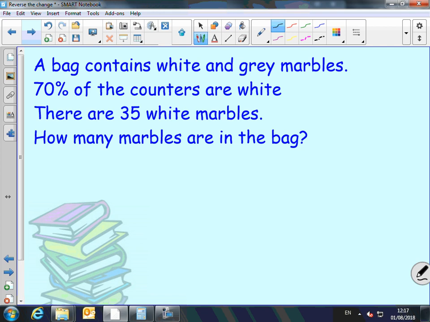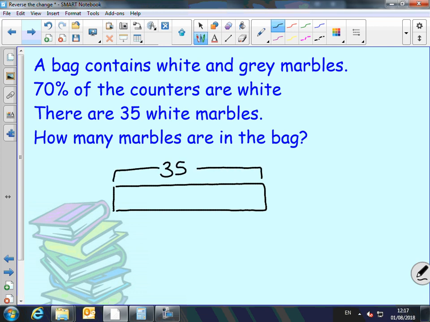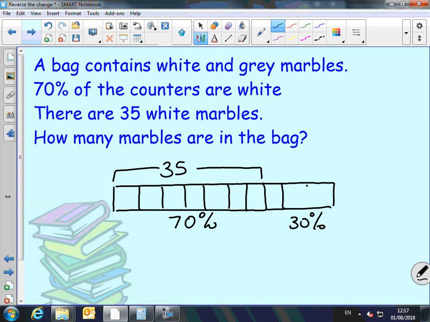Okay, so you should have shown your first bar representing 70%, which shows 35 marbles. So this is 70% here, and you would then want to add on another 30%. So let's split your 70% up into 7 equal parts. Obviously they're all equal, sorry about my drawing.